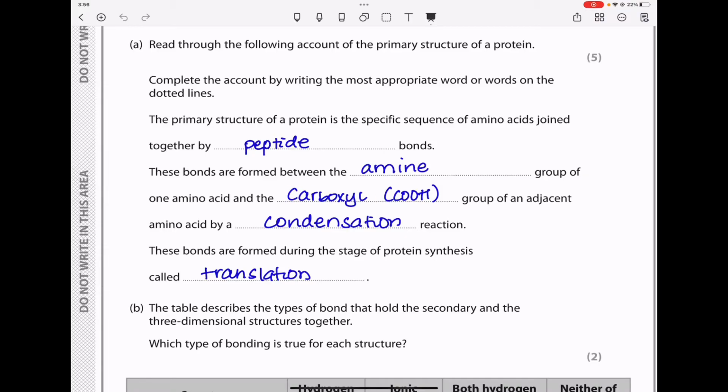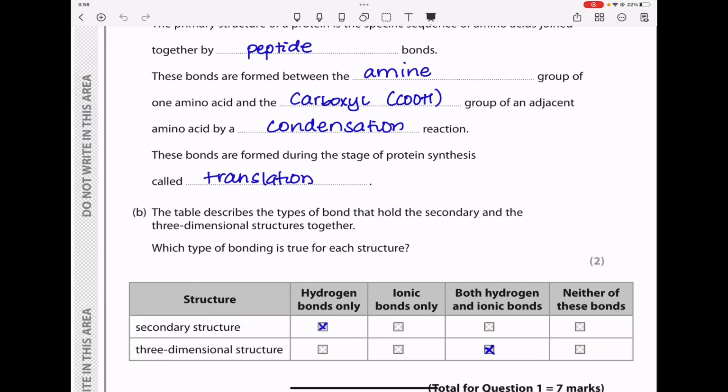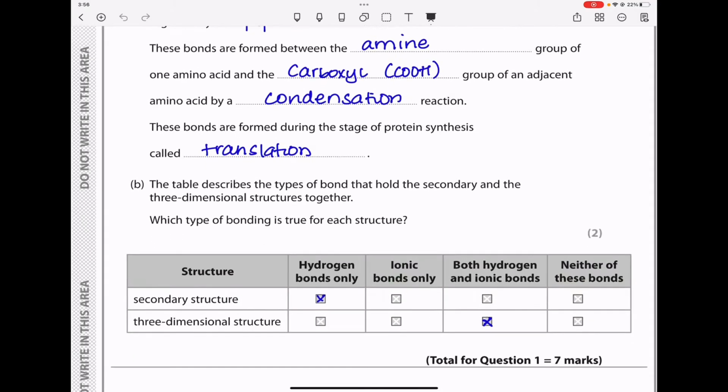Actually, you could switch that and that around. This could be carboxyl and this could be amine. These bonds are formed during the stage of protein synthesis called translation. Translation is the process when the amino acids are linked, water is lost, and then a peptide bond is formed in between the two amino acids.